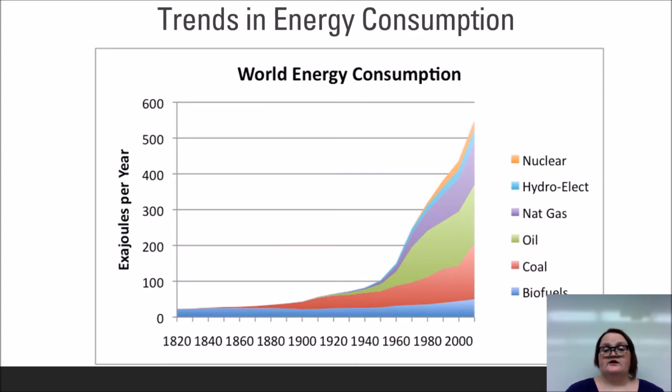This graph shows us the relative increase in the amount of energy resources being used over the course of the period from 1820, right after the start of the Industrial Revolution in the US, up to the year 2000. In the past 20 years, these trends have not only continued but sharpened the divide between renewables and non-renewables. The graph shows as a whole the exajoules per year of energy consumption. 1 exajoule is equal to 1 times 10 to the 18th power joules.